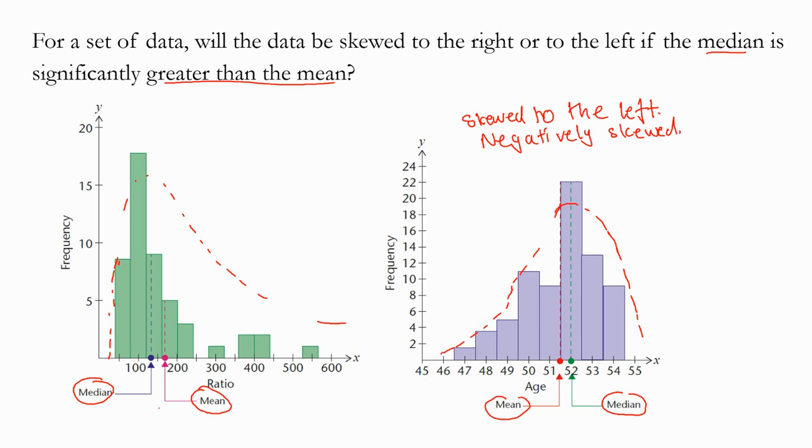How do you see that? Sometimes I check where the tail is. This is the tail here. The tail is on the left side of the distribution, right? And here, the tail is on this side, which is the right side of the distribution. So we say this is positively skewed, or skewed to the right.